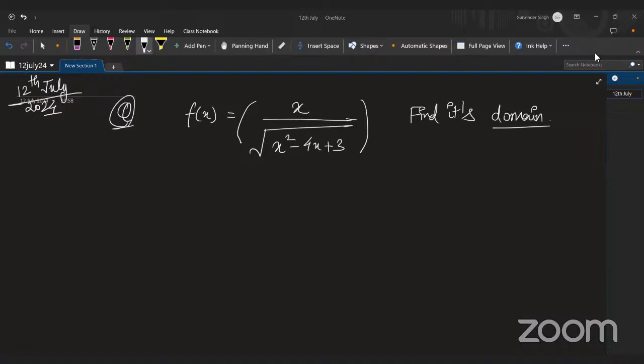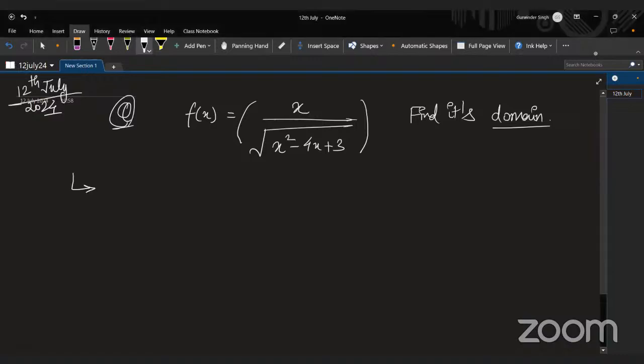So yeah, this is the function. The thing that will happen over here is there will be two rules applied simultaneously. The first rule is that the denominator can't be equal to zero. The second rule is that the quantity inside the square root should not be negative, it should only be positive or equal to 0. Which rule should we deploy first? Obviously, we will be deploying the second rule first.